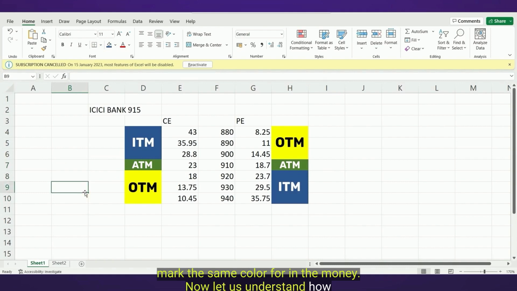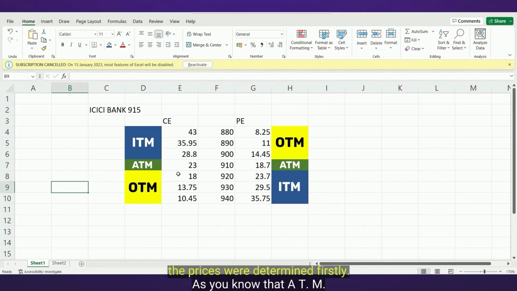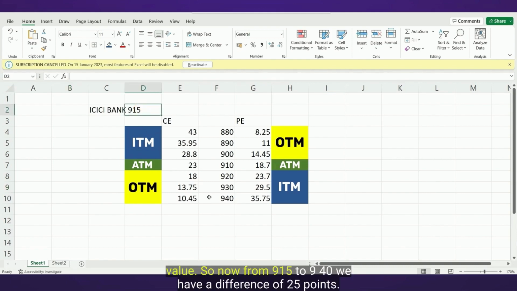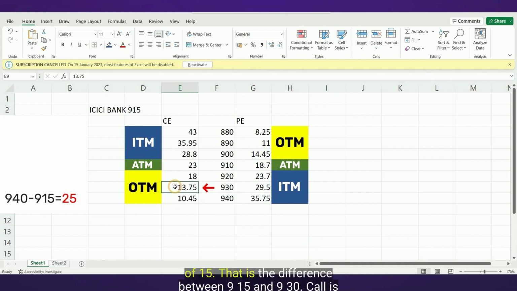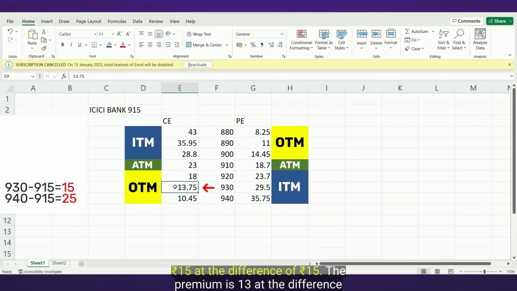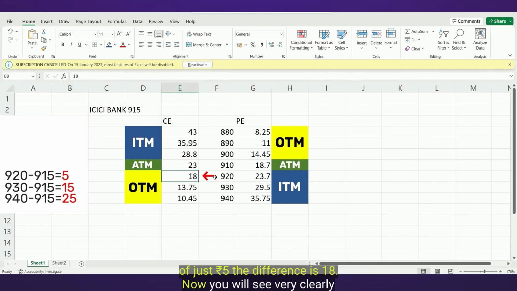Now let us understand how the prices were determined. Firstly, as you know that ATM and OTM only have extrinsic value, they don't have any intrinsic value. So now from 915 to 940 we have a difference of 25 points. So at a difference of 25 rupees the extrinsic value is 10. At a difference of 15, that is the difference between 915 and 930 call is 15 rupees, the premium is 13. At the difference of just 5 rupees the premium is 18. Now you will see very clearly how the 23 value is determined.